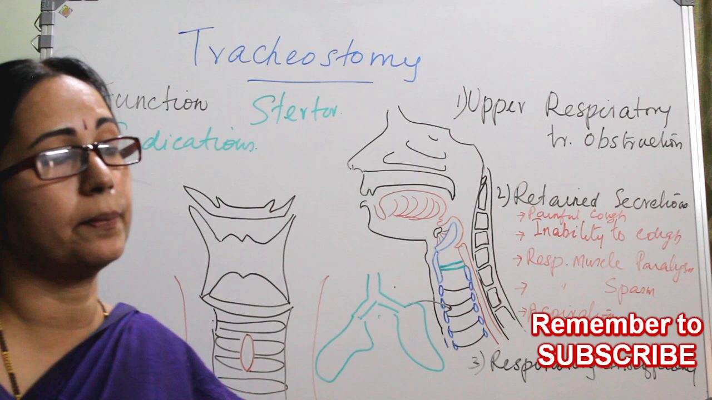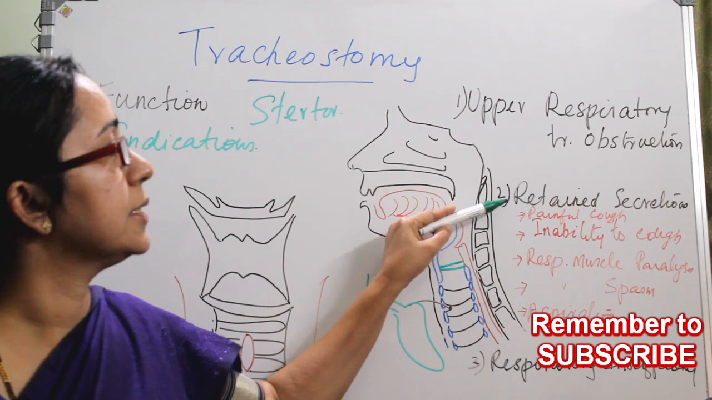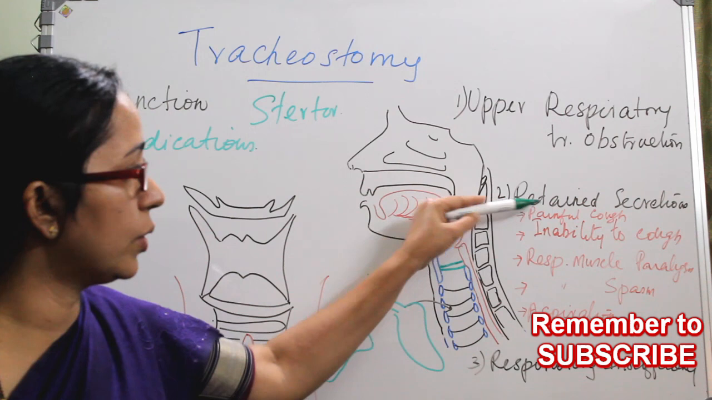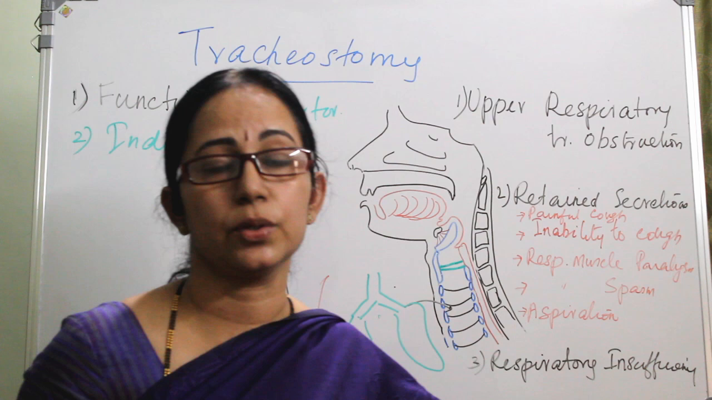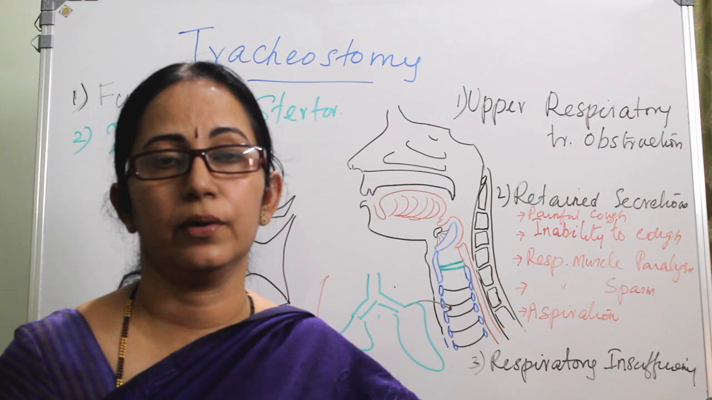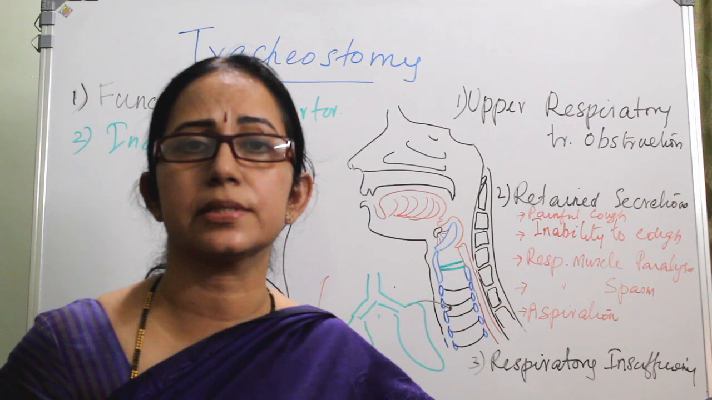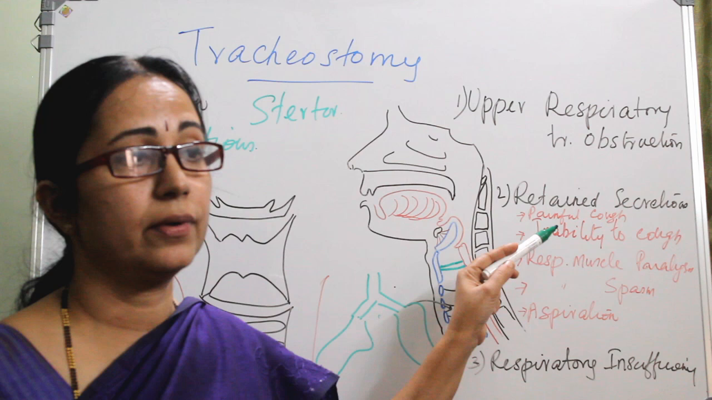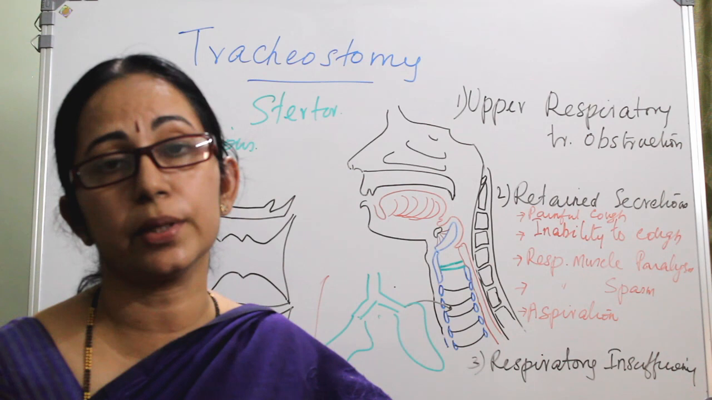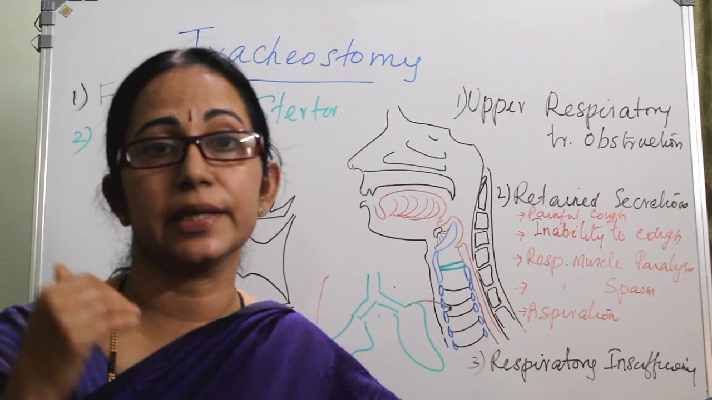And the second indication is retained secretions. Under retained secretions, all these will come. Usually when there are secretions, we will cough out the secretions, isn't it? So if we cannot cough because of inability to cough or painful cough, what are the causes of painful cough? It may be due to multiple rib injuries or pneumonia, and inability to cough in cases of stroke, cerebrovascular accidents, narcotic poisoning. All these cause inability to cough, so it will lead to retained secretion.